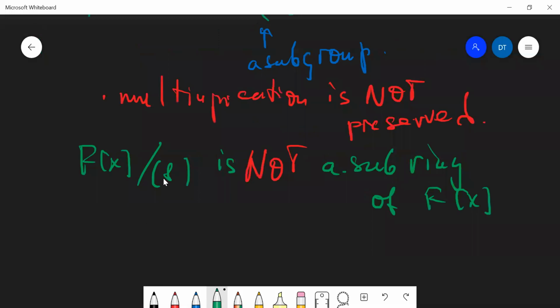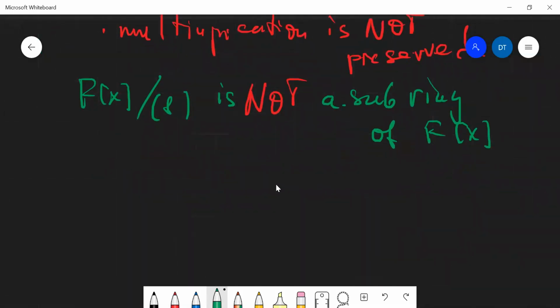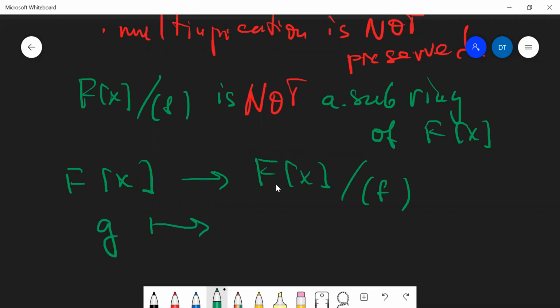Well, you may consider it as a subset, but it's not a subring. The second remark is this. On the other hand, you can produce a homomorphism in the opposite direction. If you take an arbitrary polynomial G, you can take it to G modulo F. So this is the second remark. And this map is a surjective homomorphism of rings.